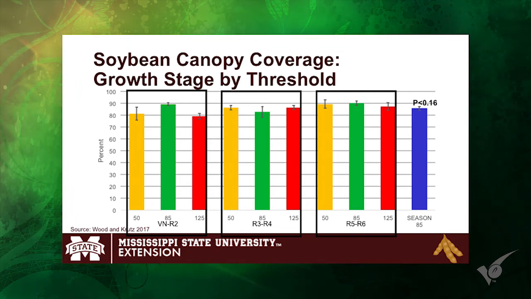Now keep in mind, these were planted in April. So these early timings up to R2, the 85 and the 125 never triggered. We had adequate rainfall across this period of time. So the bottom line is there was no differences in canopy closure across these different thresholds at different growth stages.